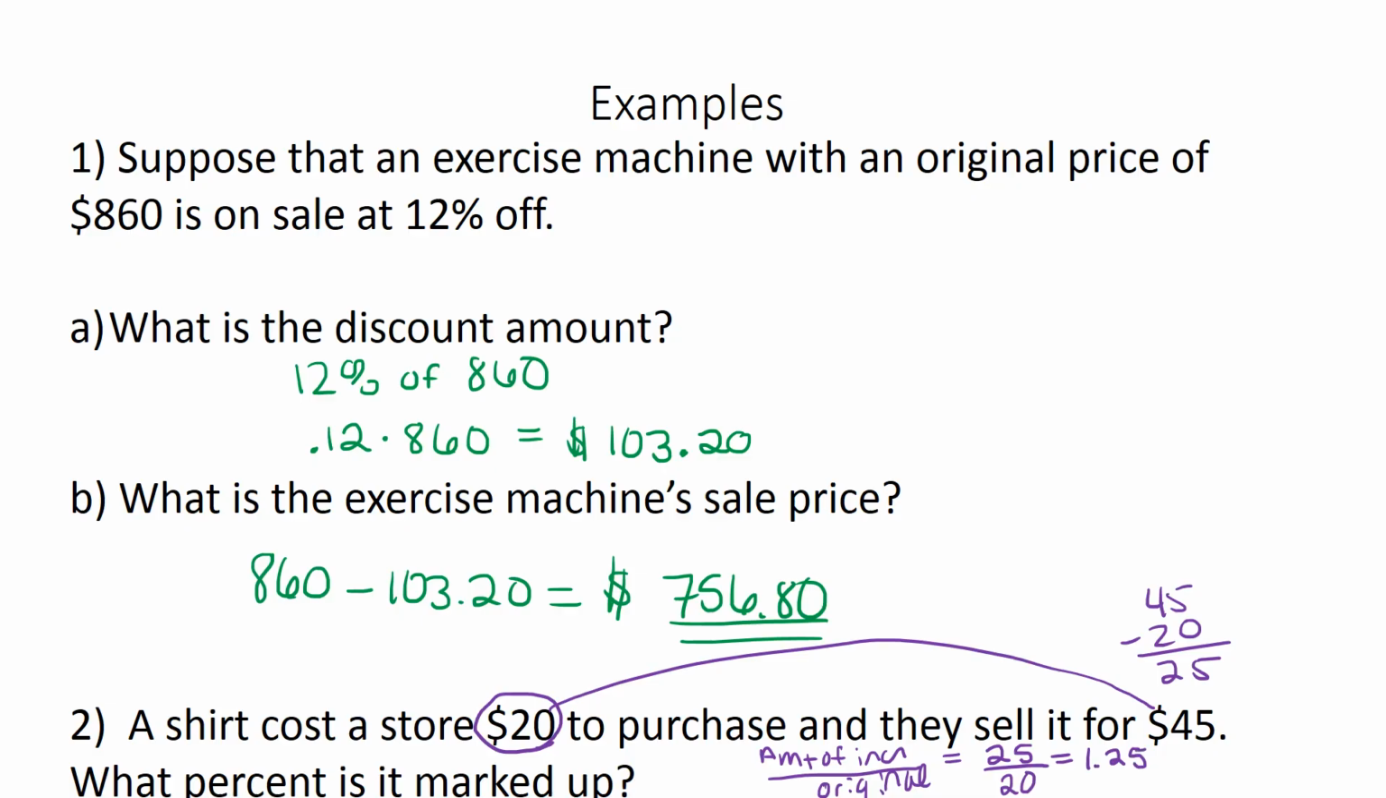It is not 1.25%. You can actually see if something costs $20 for the store and they sell it for $45, if you double 20, you only get to 40. So you know that it's over 100% increase because $40 would be 100% more than what it was, right? So you know that can't be 1.25%. You need to change this to a percent by multiplying by 100, which means move the decimal over 2 places. So it should be 125%, which makes perfect sense. Always read the question and see if it makes sense. That is the end of section 8.1.